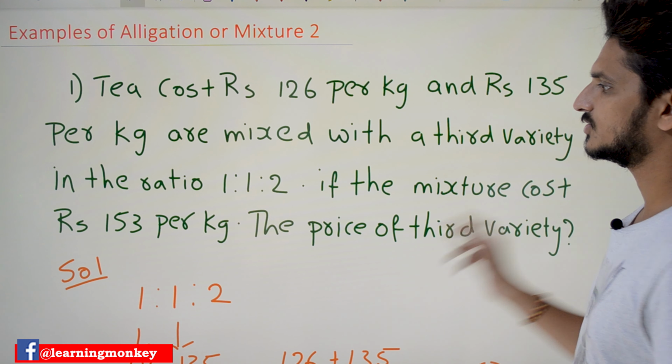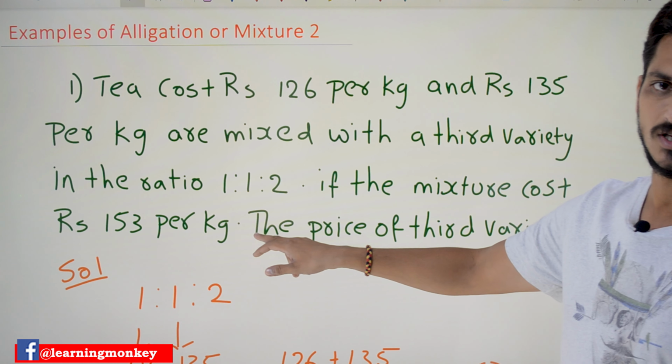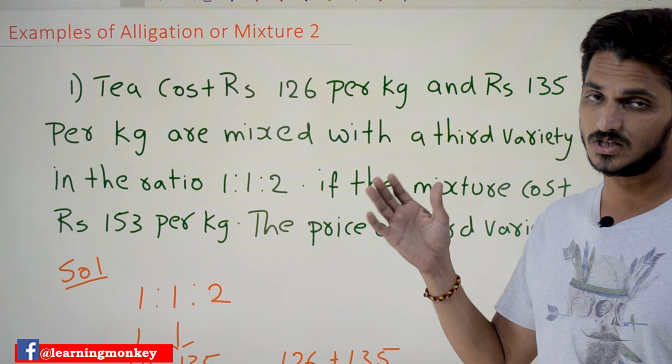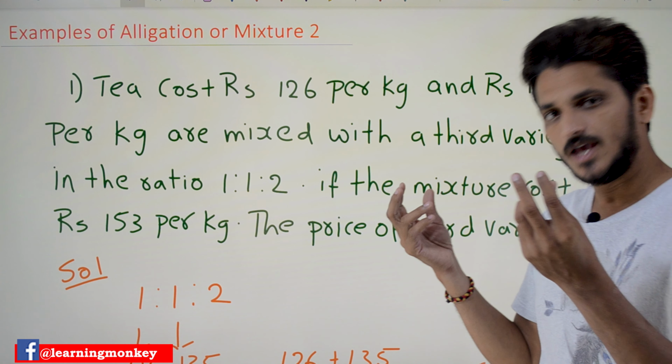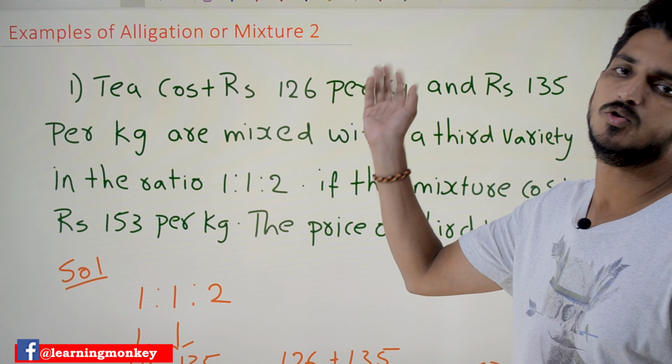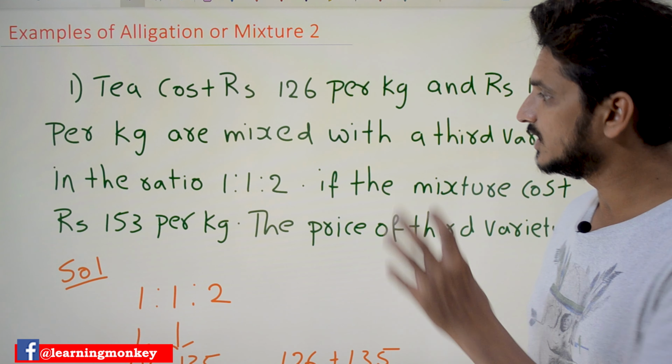If the mixture costs rupees 153 per kg, find the price of the third variety. This is exactly opposite to the previous examples. There, amounts were given and ratios were asked. Here ratios have been provided and the amount is asked. Now coming to the solution.